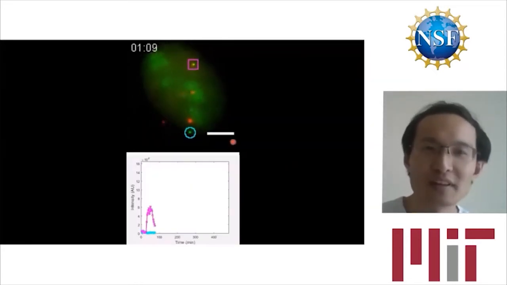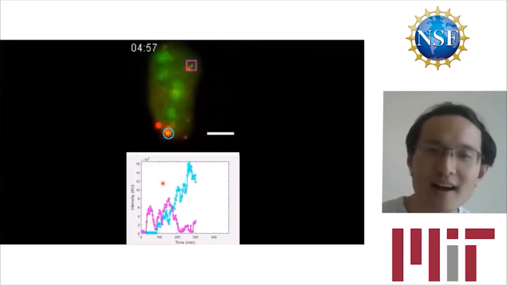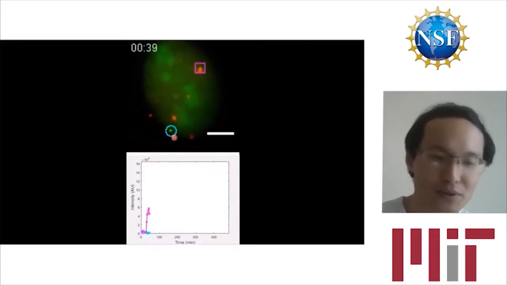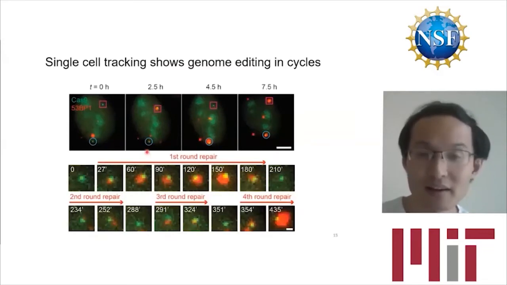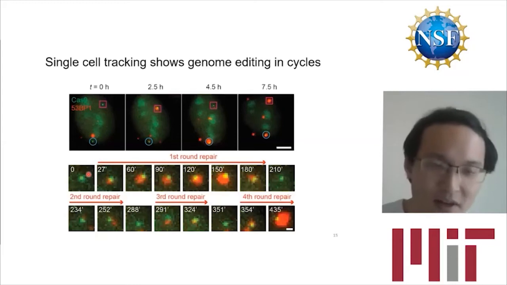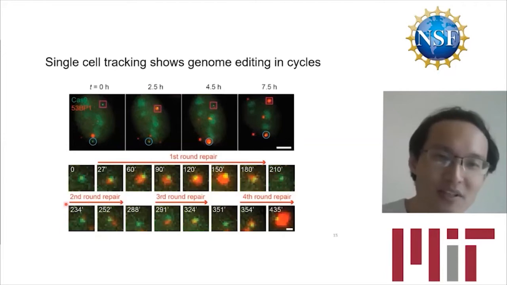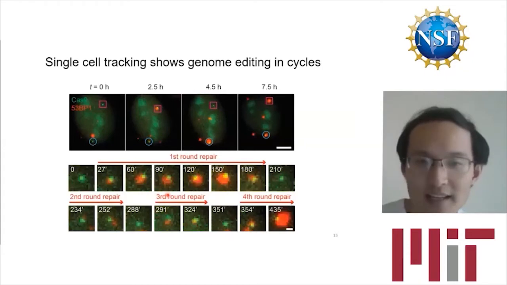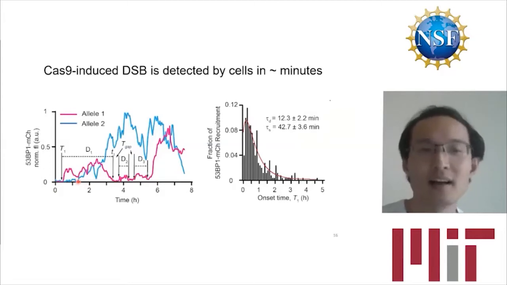This is a typical movie we got. We shine light at time zero, and we can track the formation of these highly dynamic foci of 53BP1 over hours. If we take a close look at the movie, you will see the data is highly rich. You can see the start of the foci, how long it lasts, when it ends, and interestingly, we see multiple rounds of appearance and disappearance. From these images, we are able to extract intensity traces and even model the process more accurately.